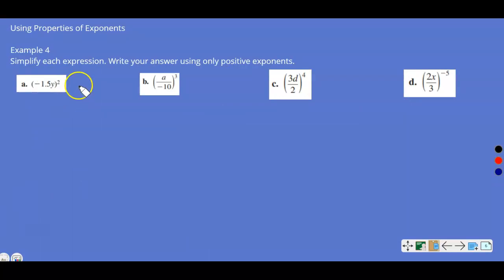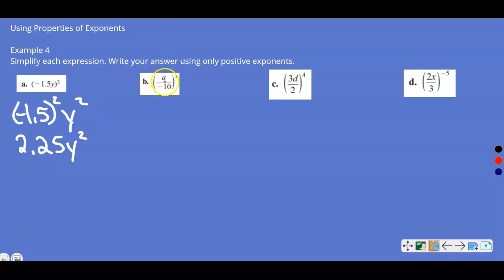Example 4, we're looking at some more properties of exponents. Simplify each expression, write your answer using only positive exponents. So we have a power of a product, meaning we're multiplying. So we're going to raise both numbers on the inside to the power. Since this is a number, we can go ahead and evaluate -1.5 squared. Remember, anything squared is positive. -1.5 squared is going to be 2.25. And then y squared comes down with it.